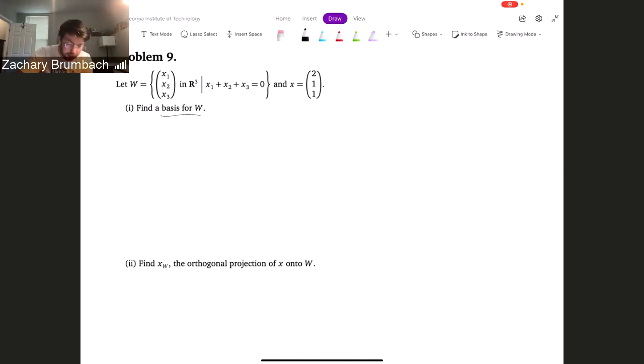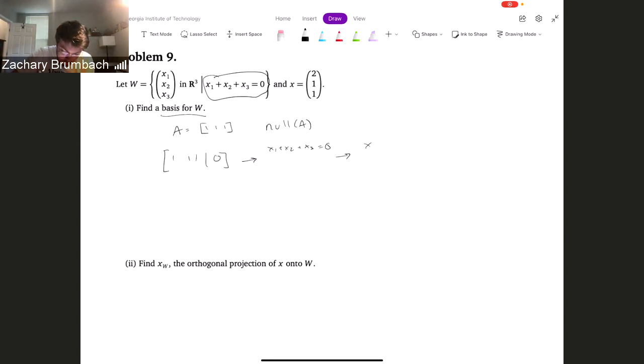Okay, so part I says find a basis for W. How do we find a basis for W? Well, it's defined right here as essentially a null space. So let A equal 1, 1, 1. We find the null of A. So we get 1, 1, 1 augmented with 0. This gets us the equation x1 plus x2 plus x3. I know it should be pretty straightforward in this specific case, but I'm still going to walk through it.